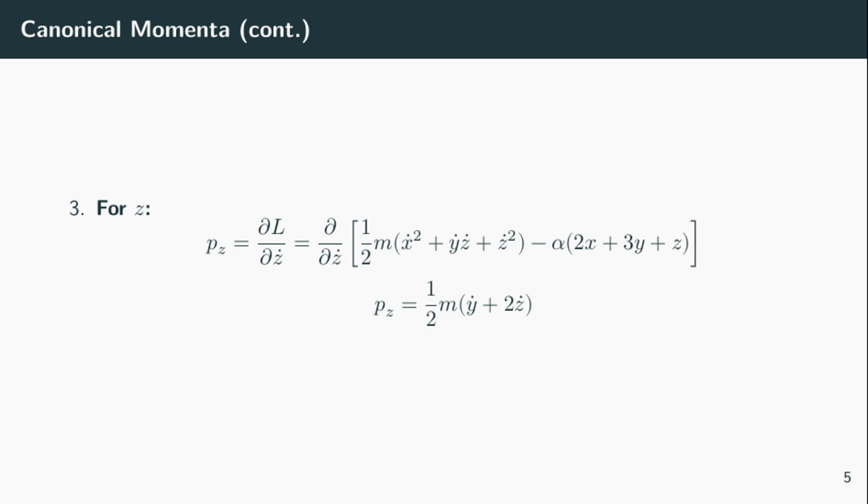And finally, for z, we calculate p_z, the partial of L with respect to z dot. In the Lagrangian, we have two terms depending on z dot, 1 half m y dot z dot and 1 half m z dot squared. Taking the partial derivative with respect to z dot, we get 1 half m times y dot from the first term plus 1 half m times 2z dot from the second term. This simplifies to 1 half m times the quantity y dot plus 2z dot. So p_z equals 1 half m times the quantity y dot plus 2z dot.